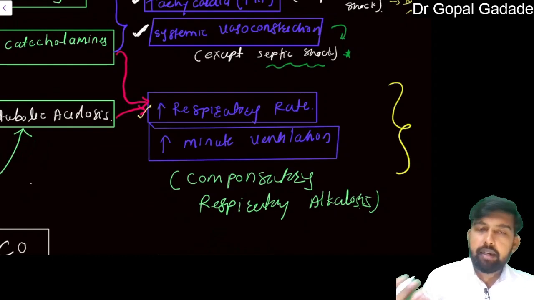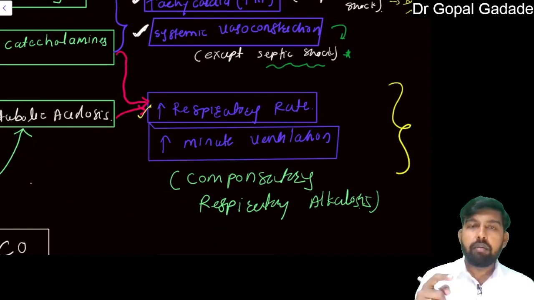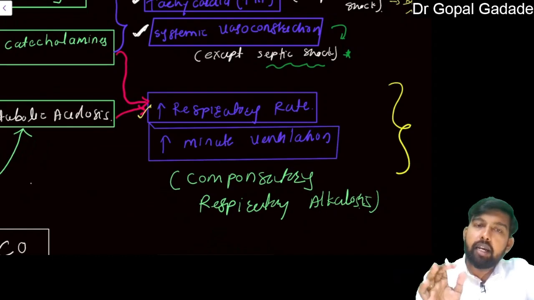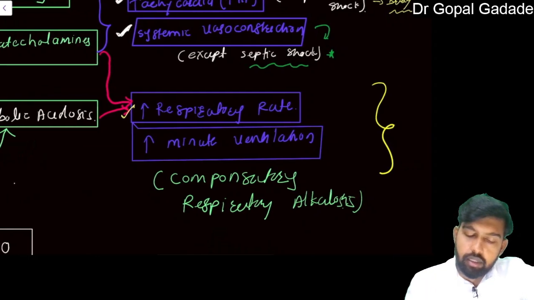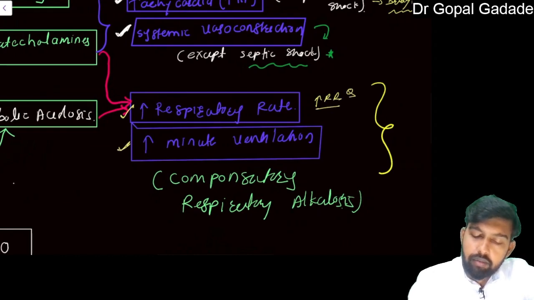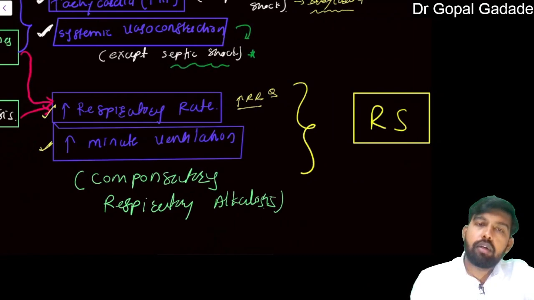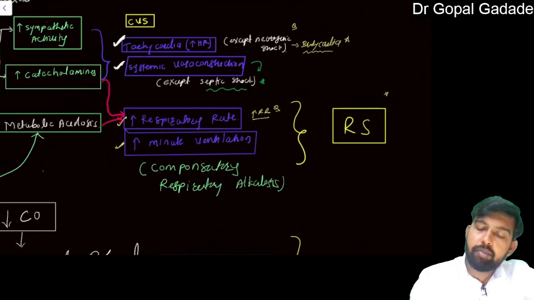Because of the release of the catecholamines and metabolic acidosis, there is an increase in the respiratory rate. Because of the metabolic acidosis, a respiratory compensatory mechanism starts, and it causes an increase in the respiratory rate to act against the metabolic acidosis by washing out the carbon dioxide from the lungs. So there is an increase in the respiratory rate and an increase in the minute ventilation. So this is a compensatory respiratory alkalosis. So these are the effects on the respiratory system.